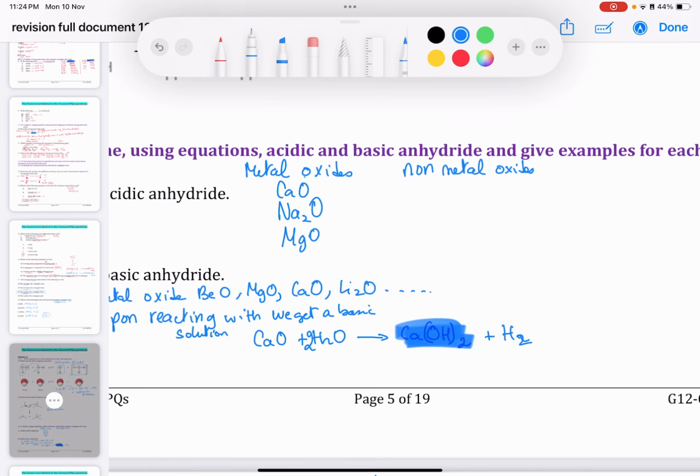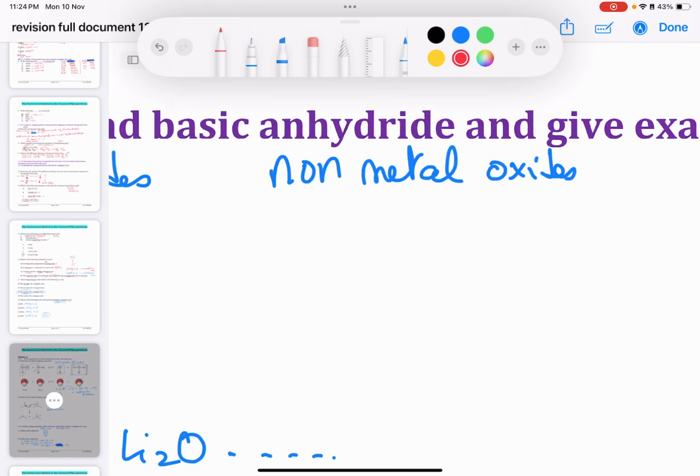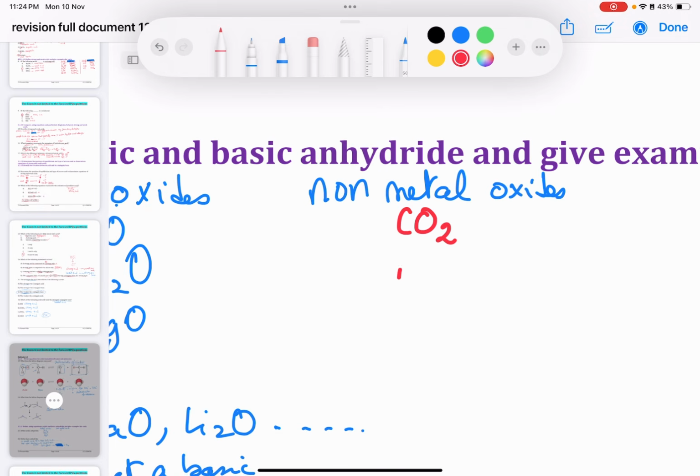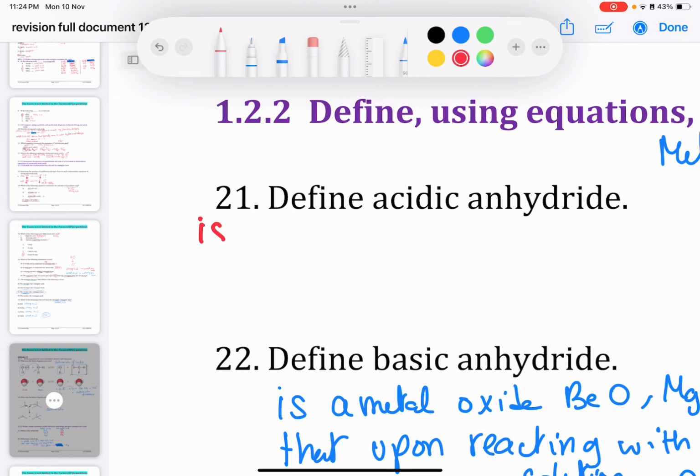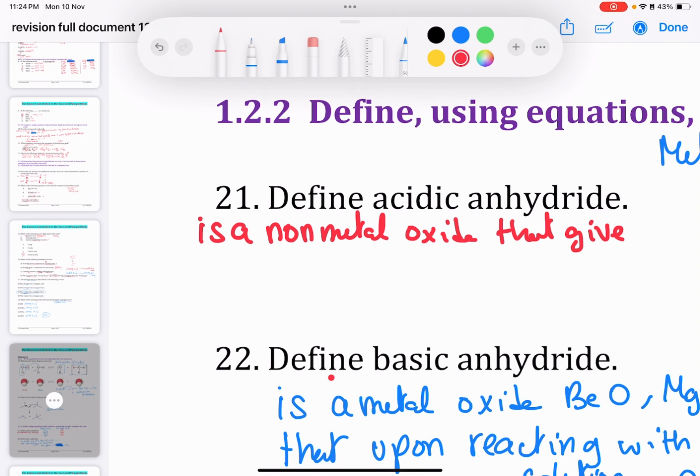Now, for the non-metal oxides. Non-metal oxides like, for example, carbon dioxide, nitrogen dioxide, sulfur trioxide, for example, any non-metal with oxide. The non-metal oxides, when they react with water, will give me an acid. So an acidic anhydride is a non-metal oxide that gives an acid in water. So I'm going to give you an example.